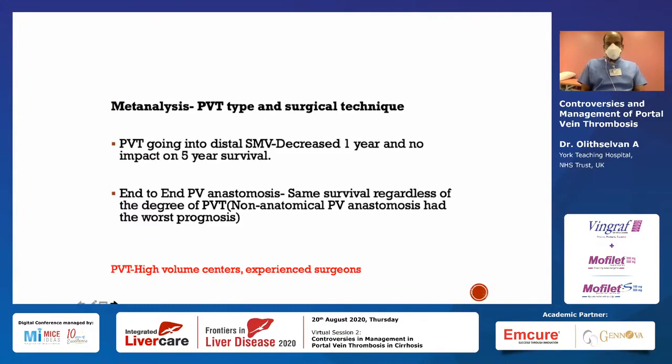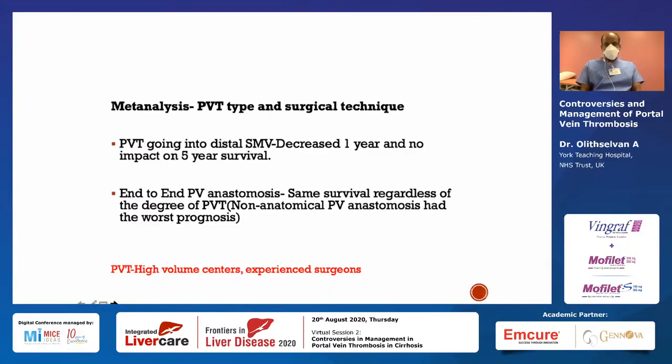And the meta-analysis showed us very clearly that the portal vein thrombosis type and the surgical technique are important in the post-transplant outcome. So if the portal vein thrombosis is extensive, going into the distal superior mesenteric vein, then there is decreased 1-year survival. And most importantly, if the surgeon is able to perform an end-to-end portal anastomosis, that is anatomical anastomosis, the survival is the same regardless of the degree of PVT.